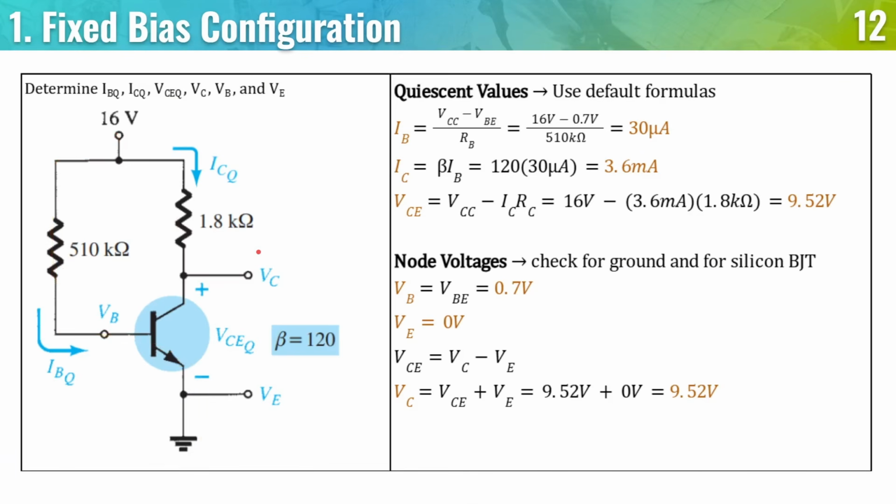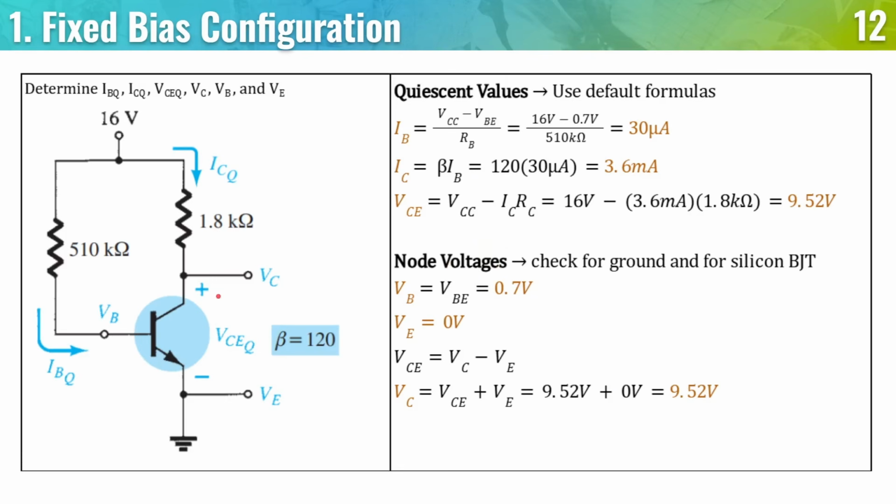So IC is equal to beta times IB, and VCE is equal to VCC minus the drop across the collector resistor. And then we don't have to do anything with VE because it's connected to the ground. So VCC minus ICRC gives us 9.52 volts.